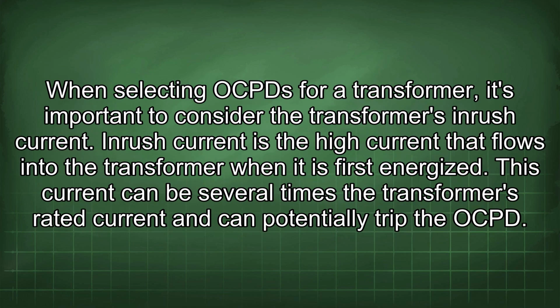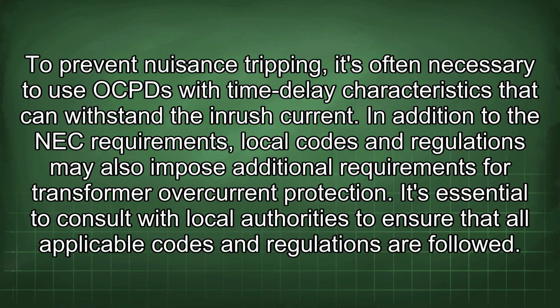When selecting octaves for a transformer, it's important to consider the transformer's inrush current. Inrush current is the high current that flows into the transformer when it is first energized. This current can be several times the transformer's rated current and can potentially trip the octave. To prevent nuisance tripping, it's often necessary to use octaves with time delay characteristics that can withstand the inrush current.